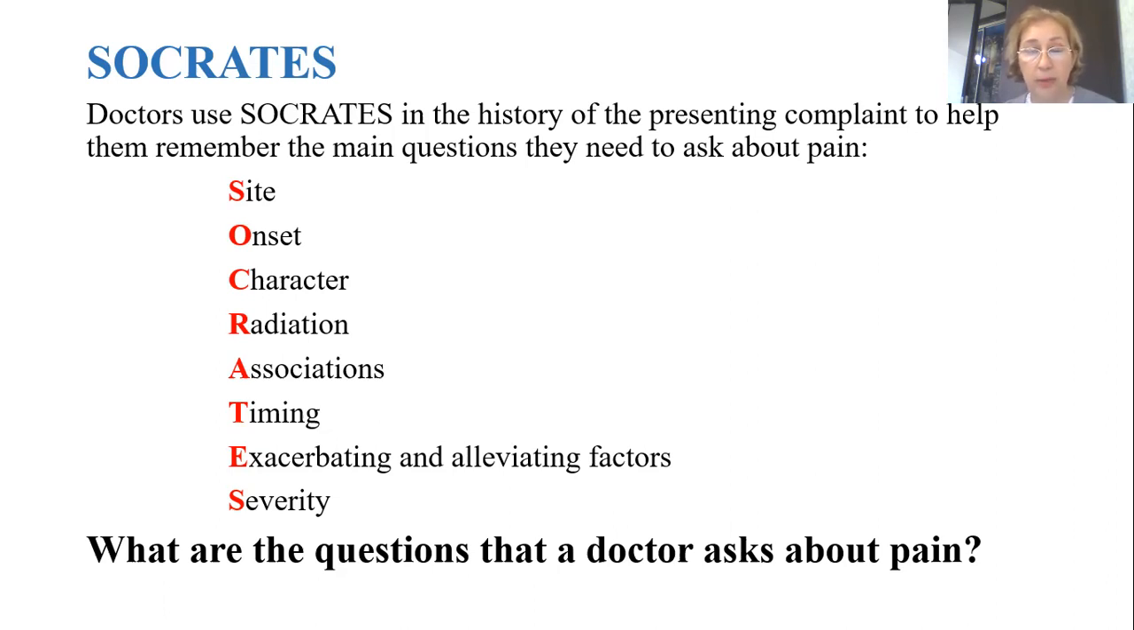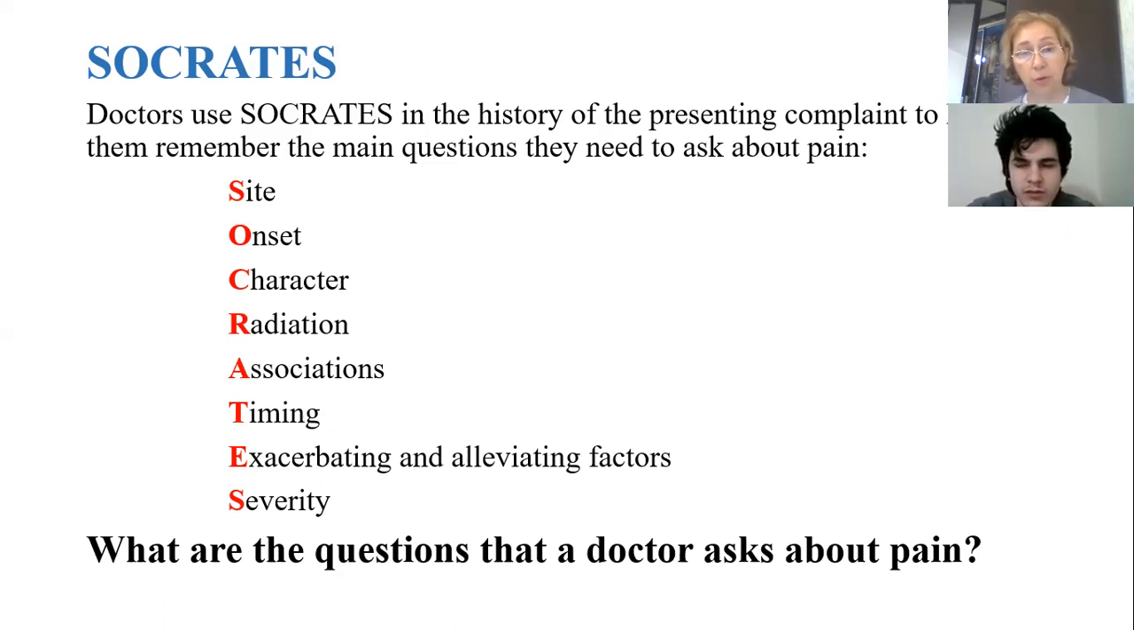Onset, O, this is just the time when the pain started. Character of pain, this is C. Is the pain strong? Is the pain acute, boring, dull? Then R stands for radiation. Does the pain radiate to any other parts of the body? Then this is association, A.